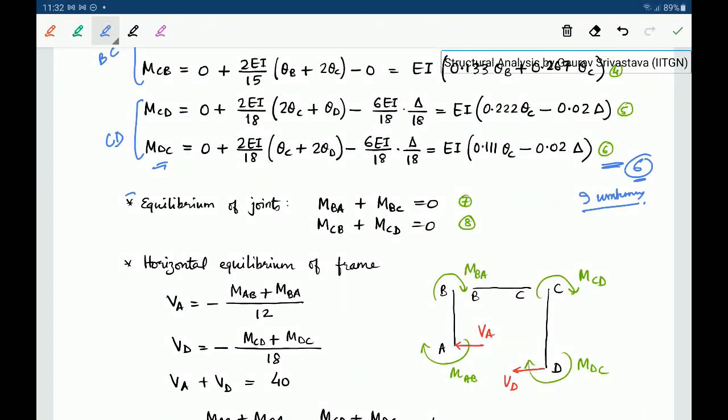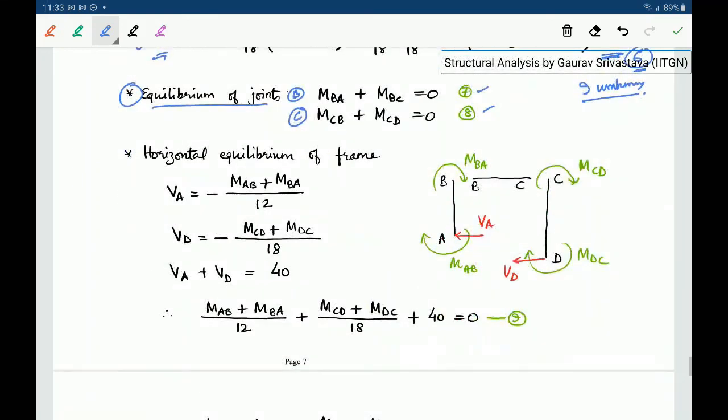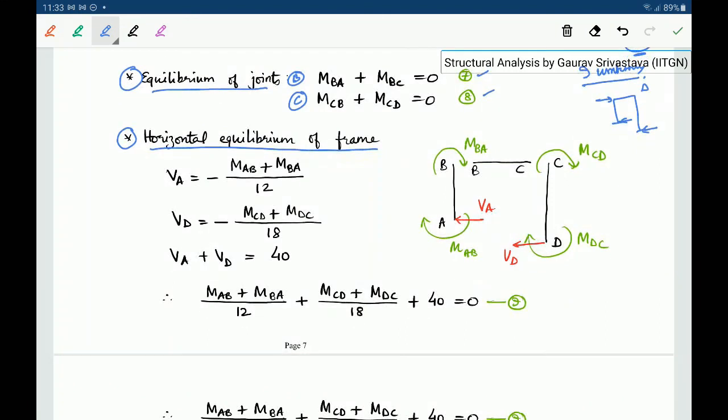So 2 equations will come from the equilibrium of joints, for joint B and for joint C. These kinds of equations we have written earlier also. So this will give us 8 equations. Now the 9th equation will come from the horizontal equilibrium of the frame. There is a horizontal force being applied which is causing this drift delta. We will write a horizontal equilibrium equation, and in general you will see that this is what will give you the additional equation. In the direction of the drift we will write more equations of equilibrium.